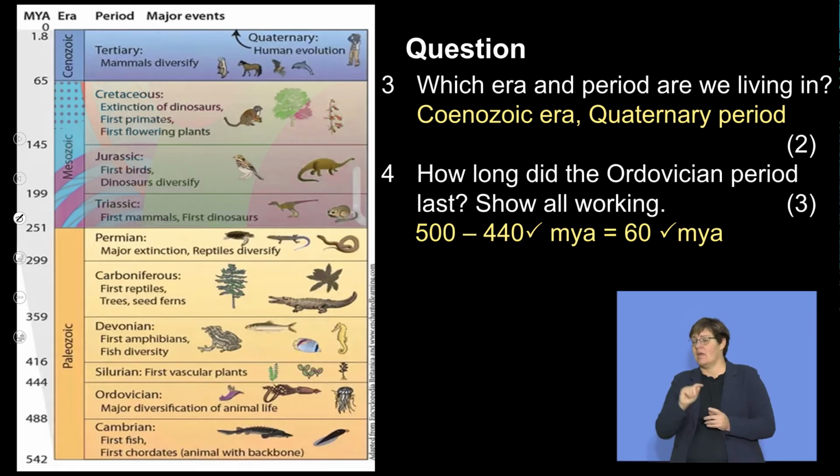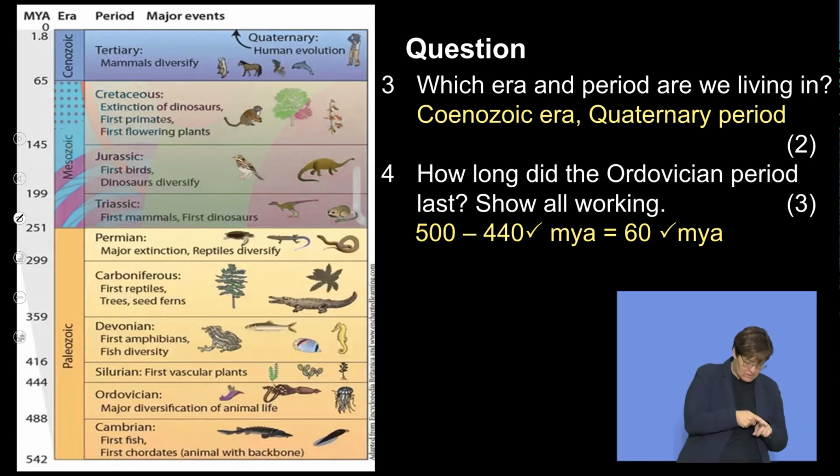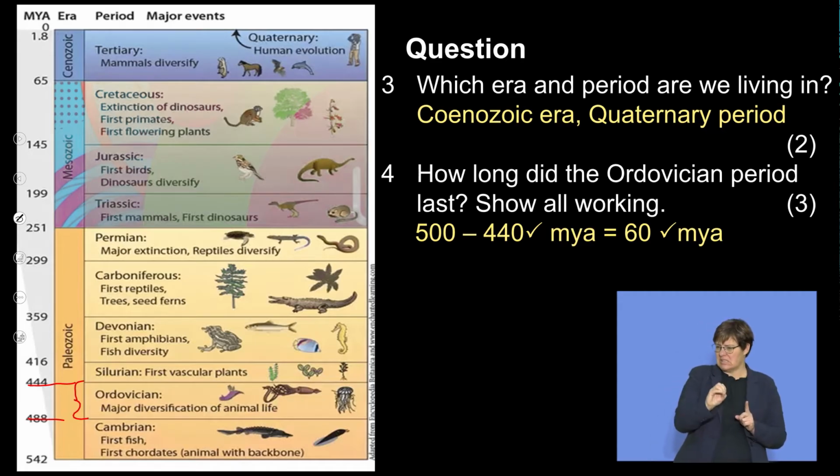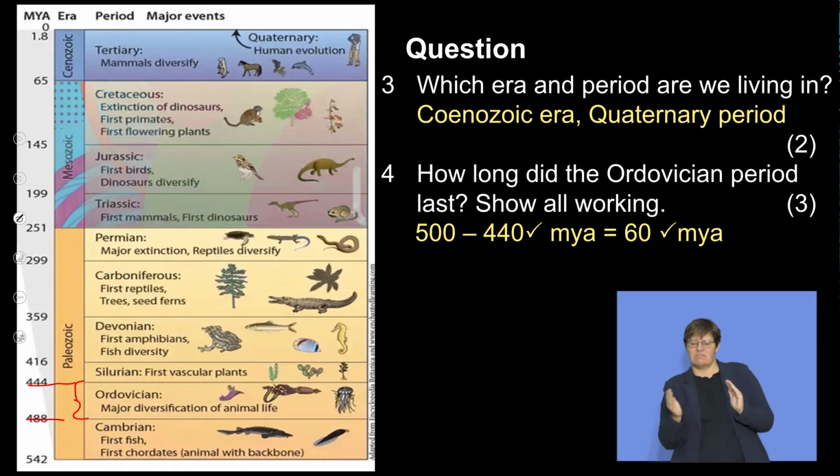Then, other questions could be asked where you would have to calculate. It says, how long did the Ordovician period last? So you would have to find the Ordovician period, which is here, and it's from 500 minus 440, and that gives you about 60 million years. When you have to read it off the graph, they'll always give you a little bit of leeway of a couple of million years.